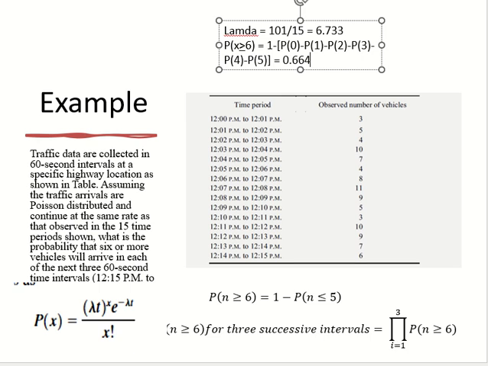Anybody has any problem with the question? Is what we have done clear? This probability 0.664 is the probability that the number of cars in any 1 minute interval is 6 or more. It could be 12:14 to 12:15, 12:15 to 12:16, or any other 1 minute. But what they are asking for is something else.